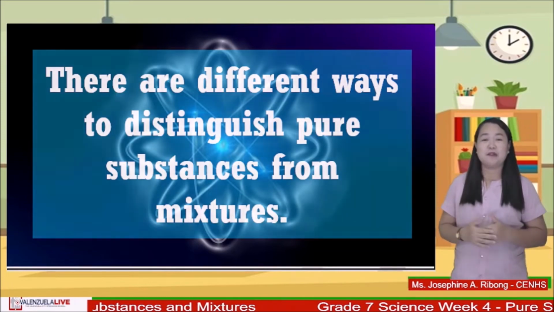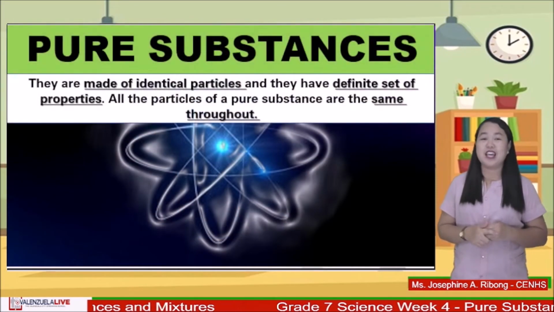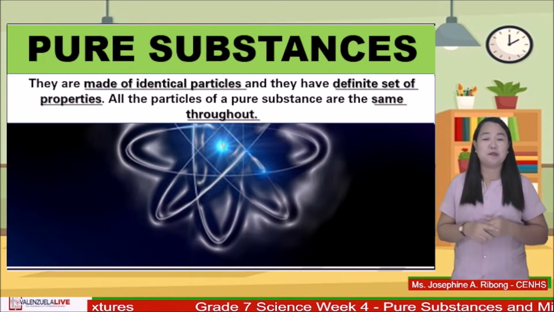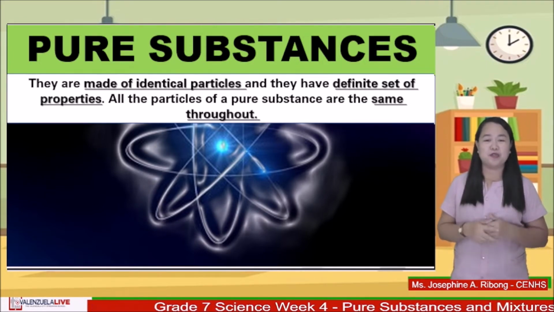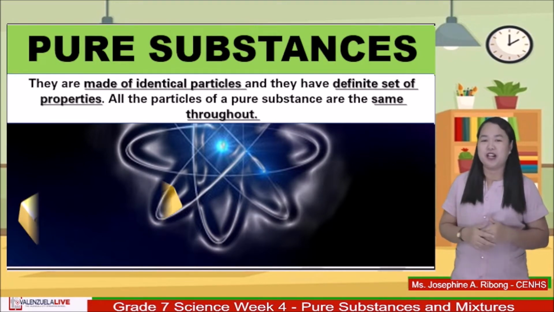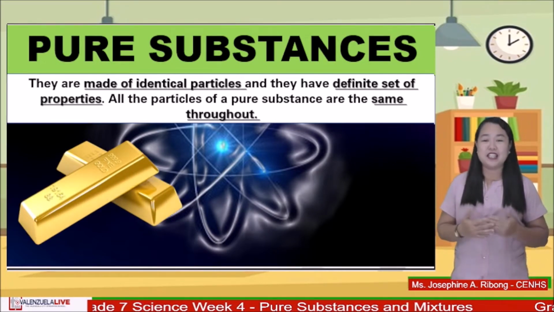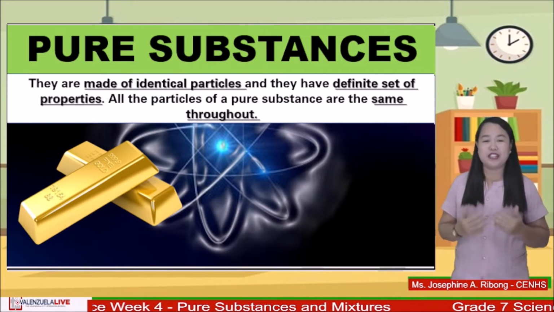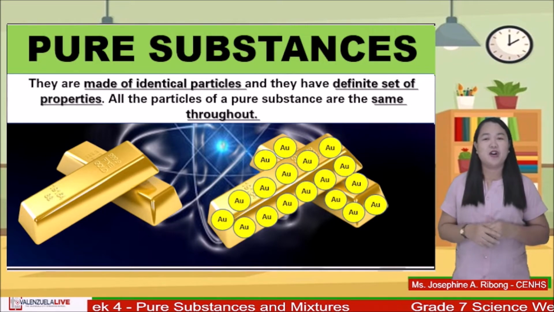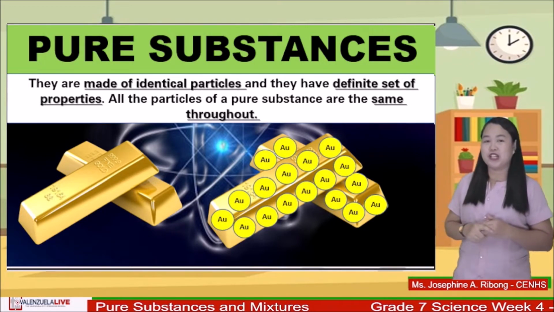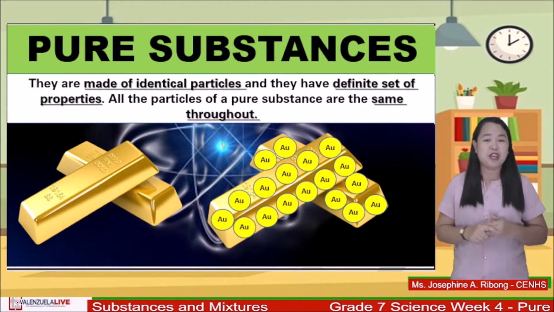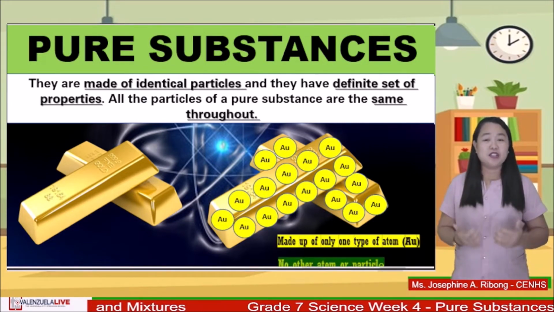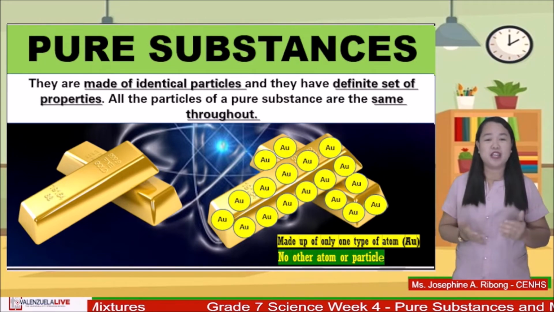Pure substances are made up of identical particles and they have a definite set of properties. All the particles of a pure substance are the same throughout. Look at these gold bars. We can say that this is an example of a pure substance because it is made of identical particles. When we look at its composition, we can see that it's made up of only one type of atom, which is gold. We also notice that there are no other particles added.